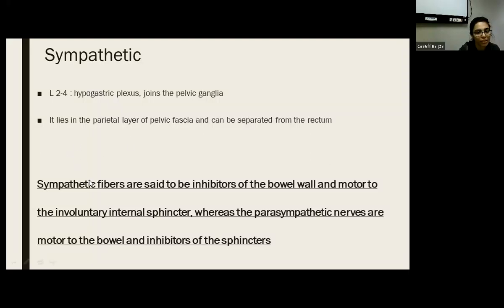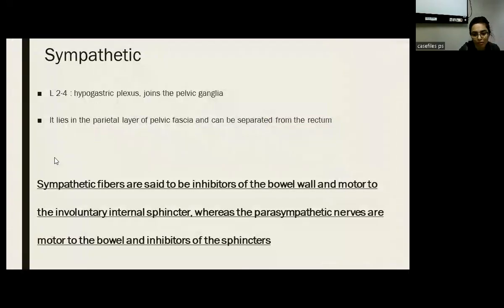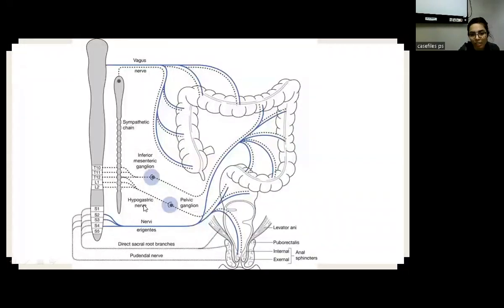The sympathetic fibers inhibit the bowel peristalsis and are motor to the involuntary internal sphincter, which causes contraction of the internal sphincter, and parasympathetic nerves are motor to the bowel peristalsis and inhibit the sphincter and relax it, which causes defecation. This is the hypogastric nerve, which forms the pelvic ganglia and the nervi erigentes.